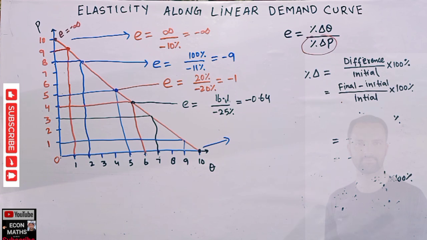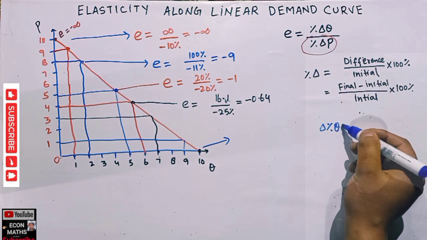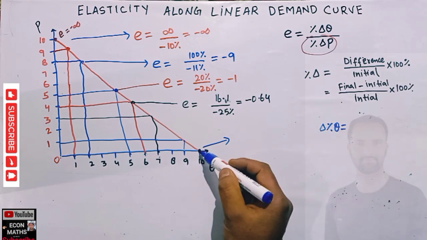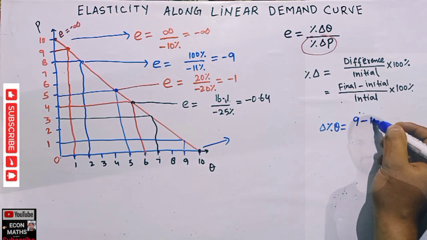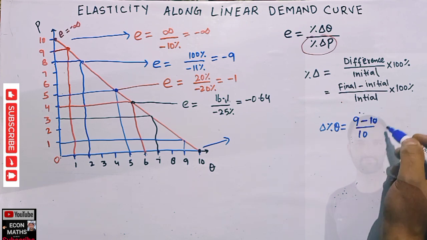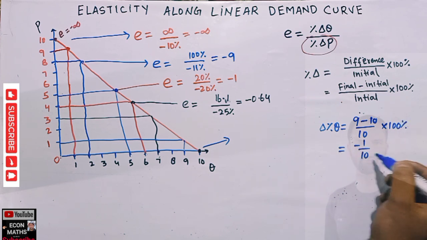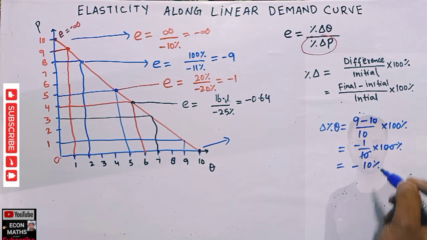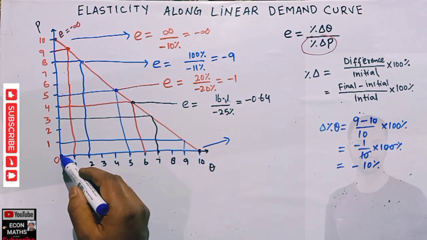Okay, first we write the change in quantity. The percentage change in Q comes out to be 9 minus 10, because our quantity demanded decreases from 10 to 9. So we write 9 minus 10 upon the initial, which is 10, into 100%. This comes out to be minus 1 upon 10 into 100%, which is minus 10%. Quantity demanded decreases by 10% when price increases from 0 to 1.